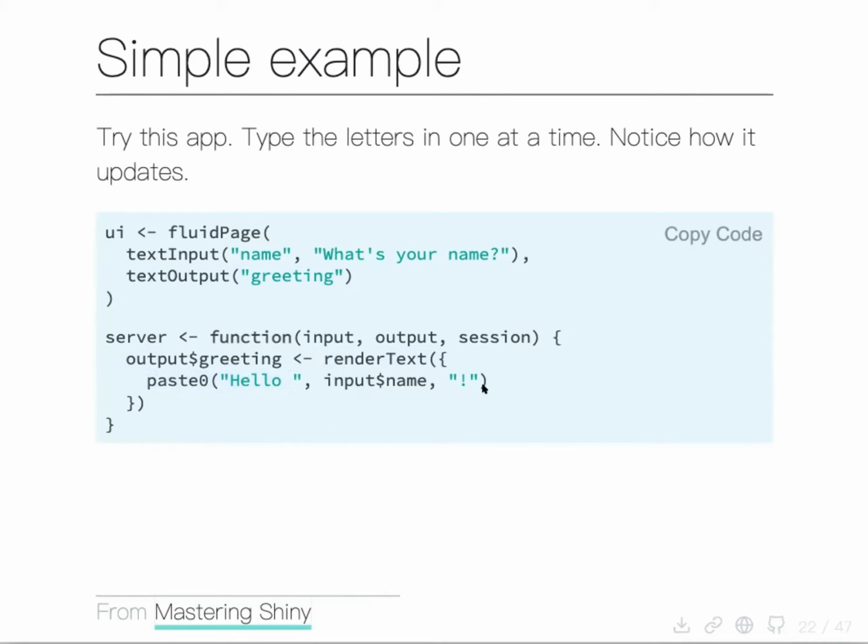And that's just going to put those things together. Okay, so what I'd like you to do now is, after this, you're going to have to say shinyApp(ui, server). But go ahead and copy this code, run it, and then actually play around with it for a second. Specifically, I want you to notice how it updates. So type your name, but type it slowly and watch how it updates. I'll give you a minute and then I'll demonstrate.